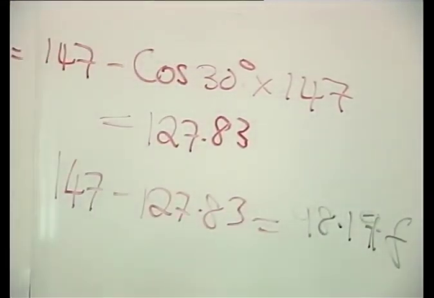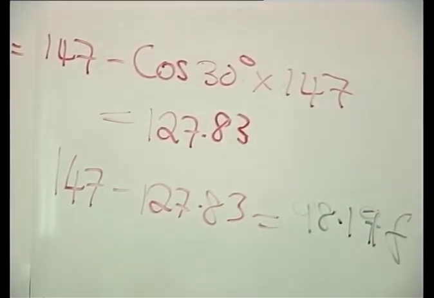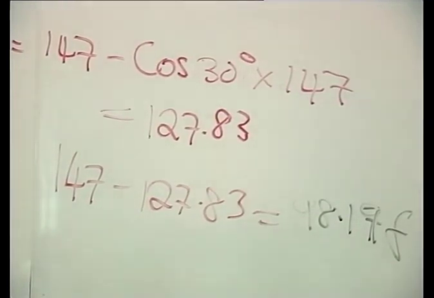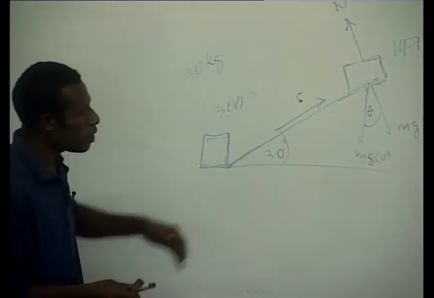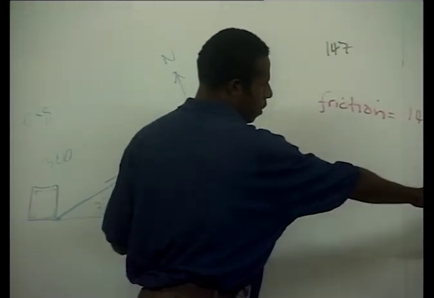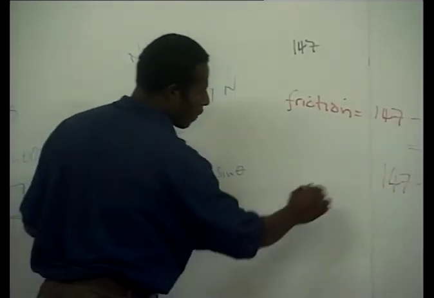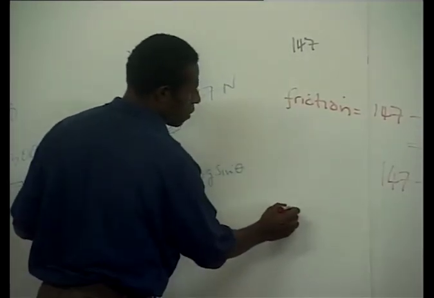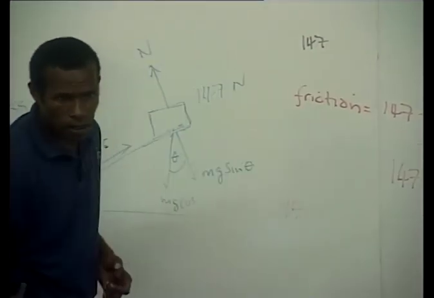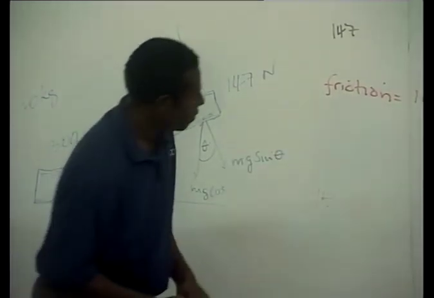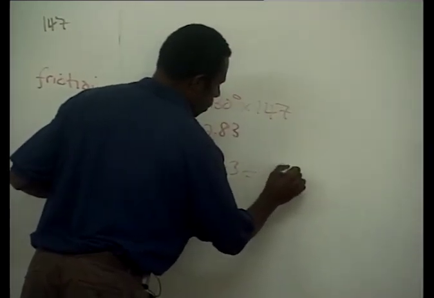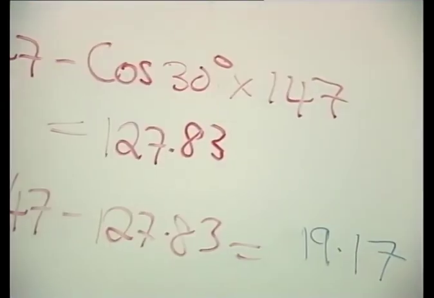Now, how do you calculate the coefficient of static friction? It is quite a constant that will exist between here, and it is quite different for each one of these planes. So in that you will have the frictional force that is 19.17. All right, that is a frictional force.